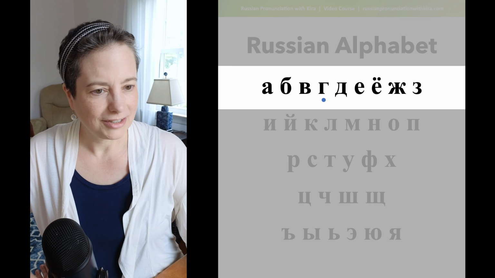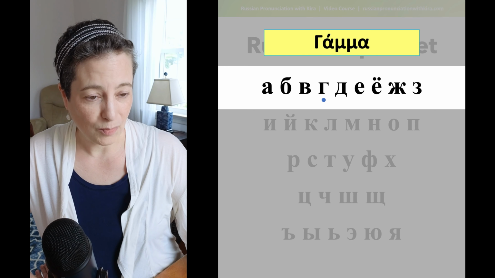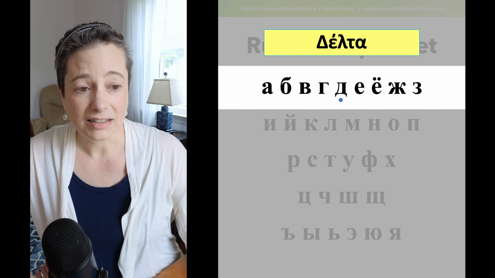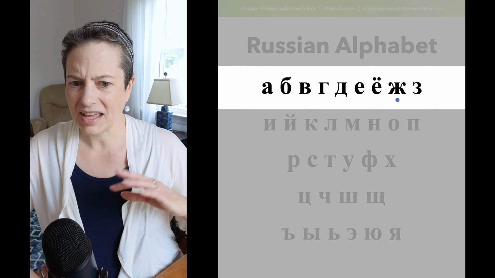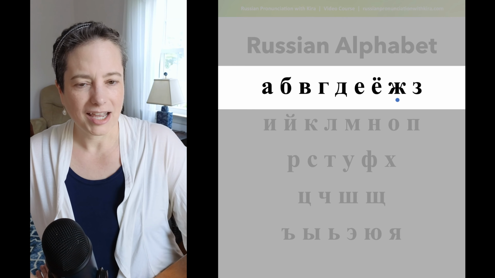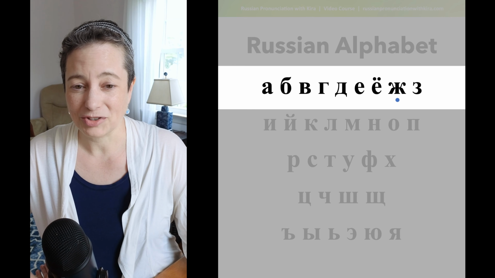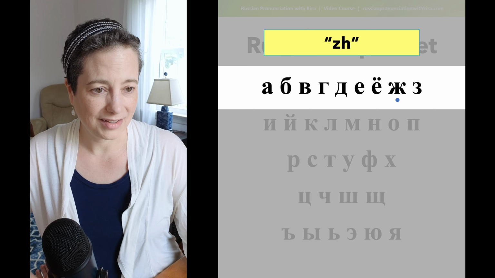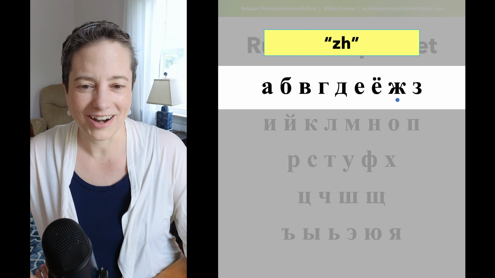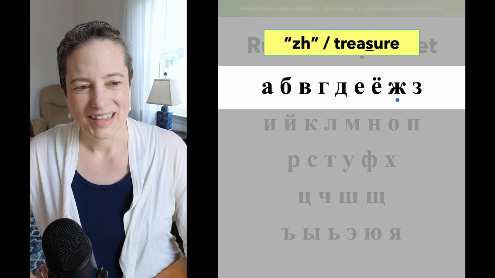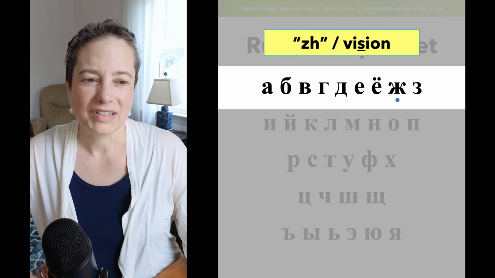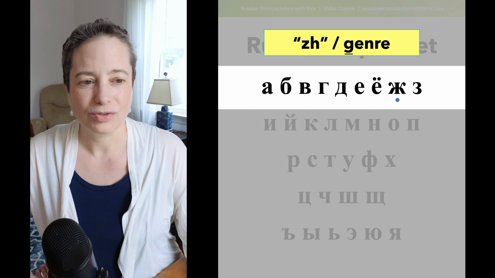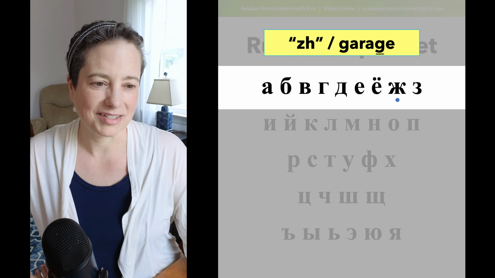The next letter you see here is like a Greek gamma. The next letter is like a Greek delta. And this letter is very Russian. It sounds like zh. We sometimes transcribe it ZH, but most often it's written in English with the letter S as in treasure or vision, or with a G as in genre or garage. Some people pronounce it that way.